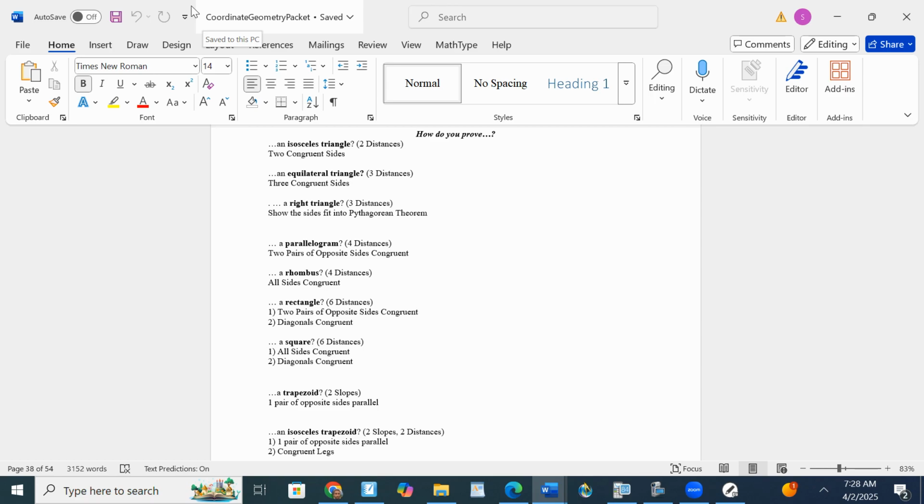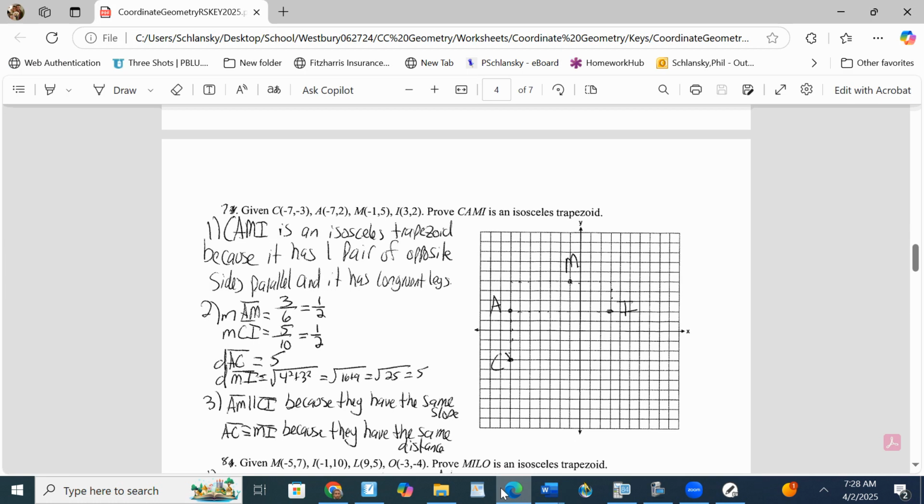We're always using distance, except for trapezoid, in which case we're doing slope. So, if I'm proving an isosceles trapezoid, I say that CAMI is an isosceles trapezoid because I go back to that sheet of what I memorized. It has one pair of opposite sides parallel, and it has congruent legs. So for the parallel lines have the same slope, I find the slope. For the congruent legs, I find the distance. And then in step 3, I put it together.